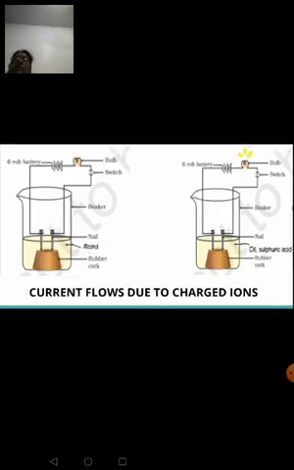Now in the next figure, you have taken alcohol. The circuit is complete. You are switching on. The bulb is not emitting light. So alcohol is also not allowing the electric current to pass through.